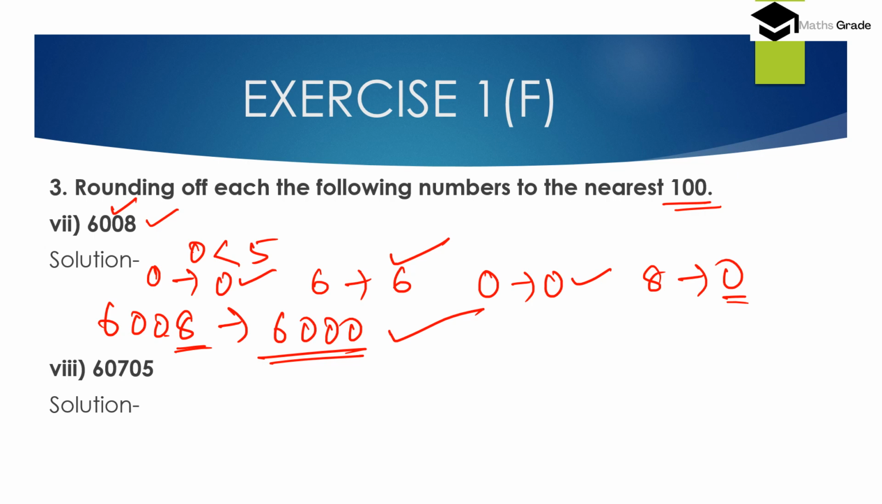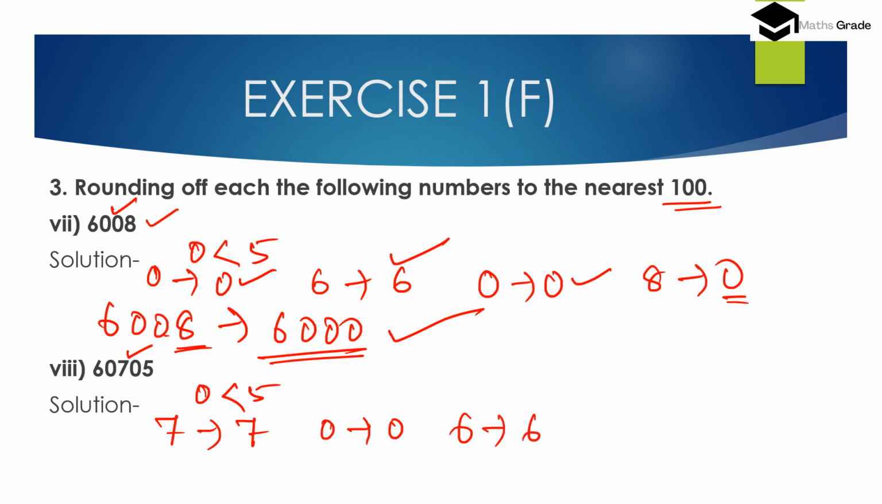Now question 8: 60,705. We have to round this number to the nearest hundred. So when we round this number to the nearest hundred, look at the tens place digit. Here the tens place digit is 0, which is less than 5. So don't add 1 to the hundred place digit. Just write down 7 as it is, and the thousand place digit 0, just write down 0 only, and the ten thousand place digit 6, just write down 6 only.